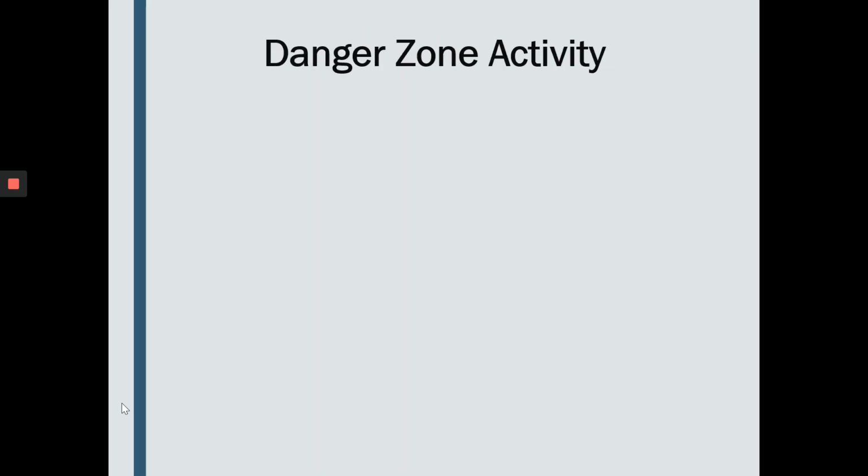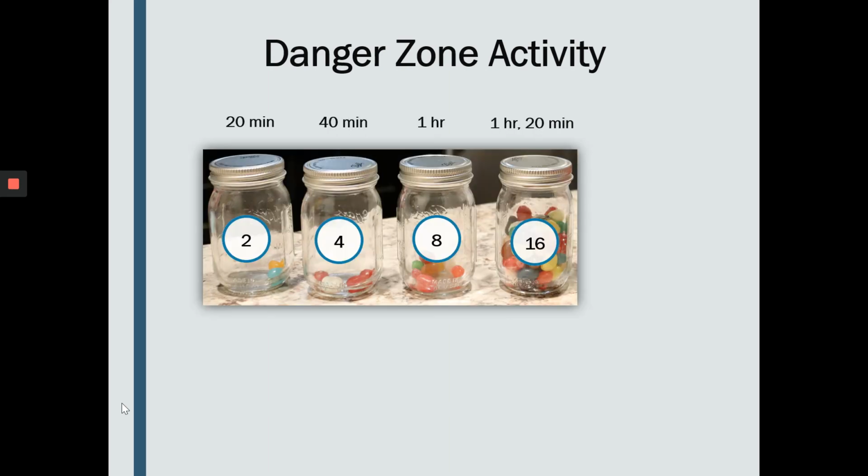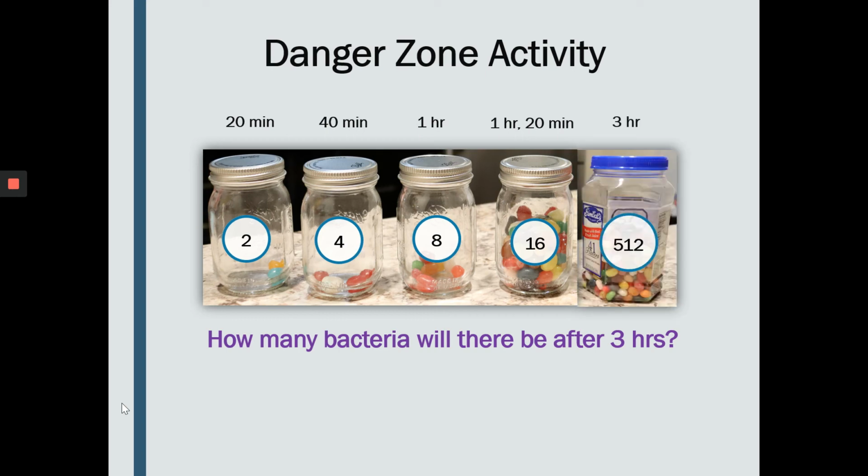Now we have an activity to illustrate how fast bacteria can grow. Given these growth counts and time points, can anyone guess how many bacteria there will be after 3 hours? If you said 512, then you are correct. You can see just how quickly a potentially harmful pathogen can replicate itself in our food, creating a sufficient dosage to make us sick. However, sometimes it doesn't take a very large number of bacteria to make us sick.